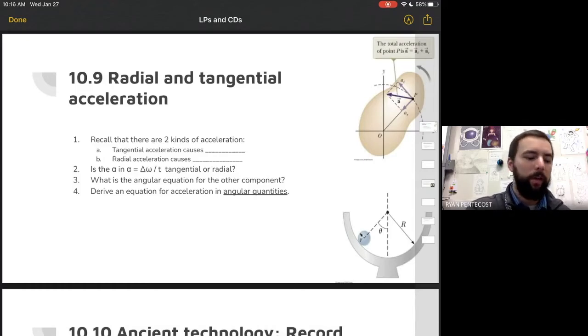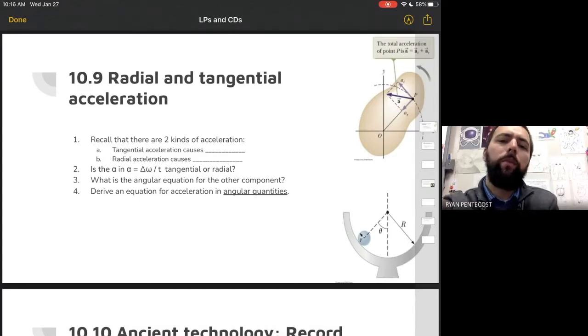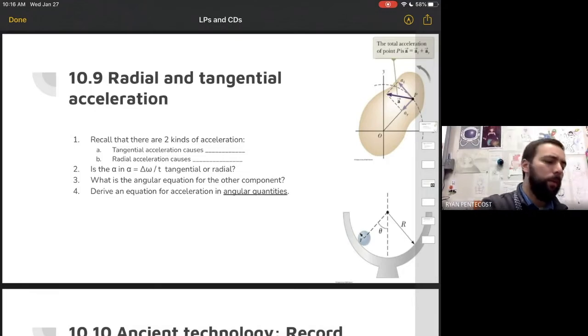Hi, everyone. Today we're going to talk about LPs and CDs. This is an example to first start with radial and tangential acceleration, then how linear and angular velocity relate to each other, and how changing one changes the other. And we'll use LPs and CDs as an example.